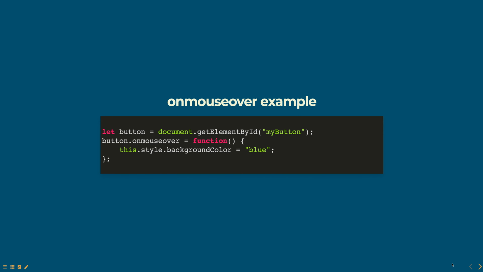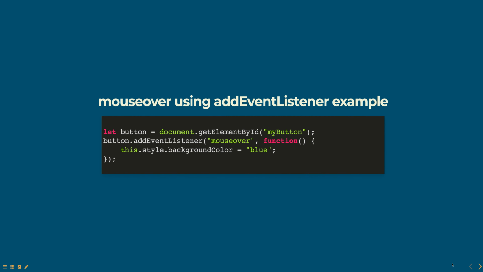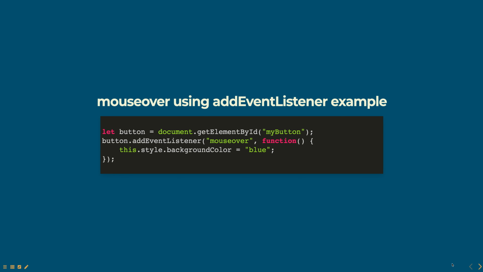You can also use the addEventListener method to attach the event. This code attaches an event listener to the button element with the ID myButton, listening for the mouseover event. When the mouse pointer moves over the button, the function inside the addEventListener method will be called and will change the background color of the button to blue.